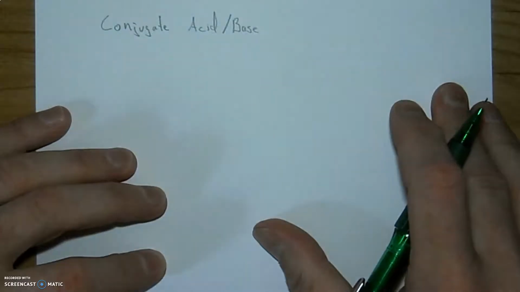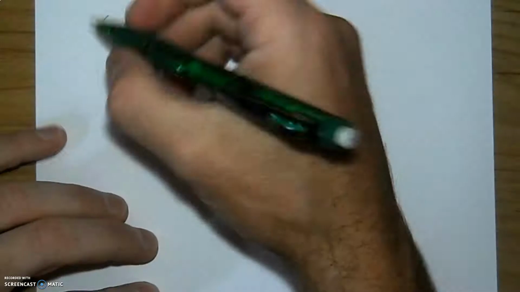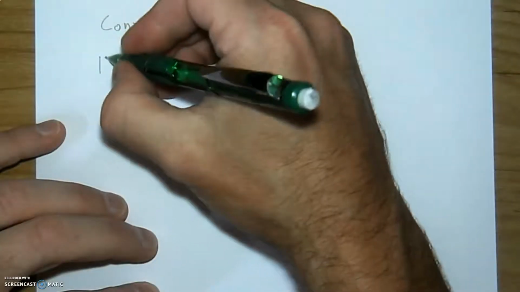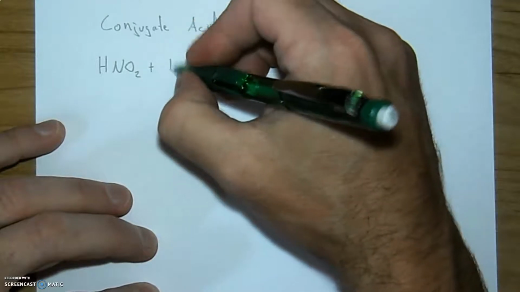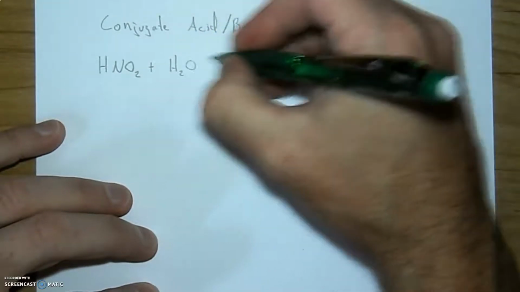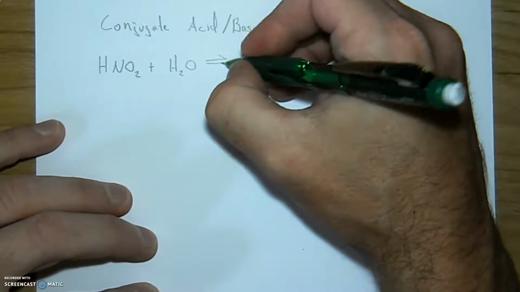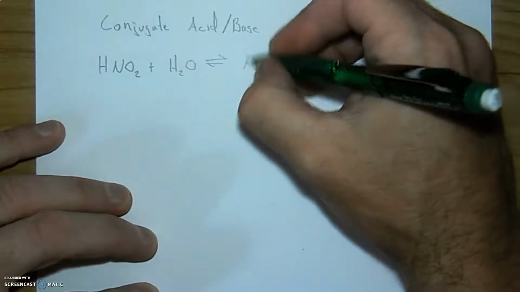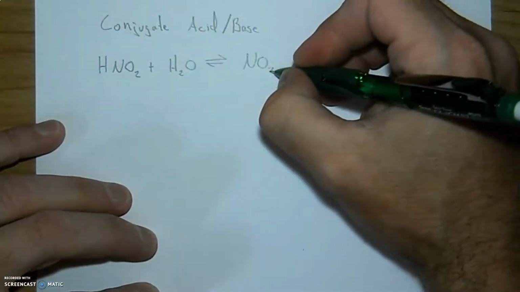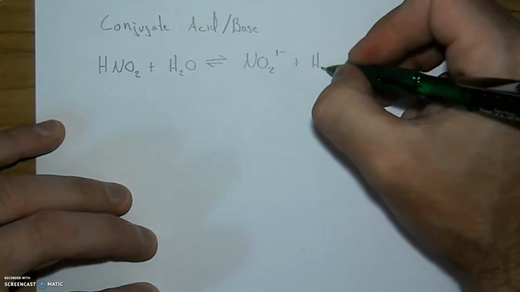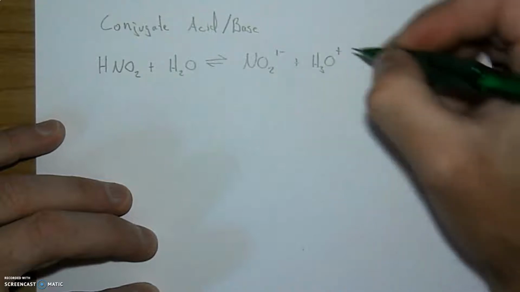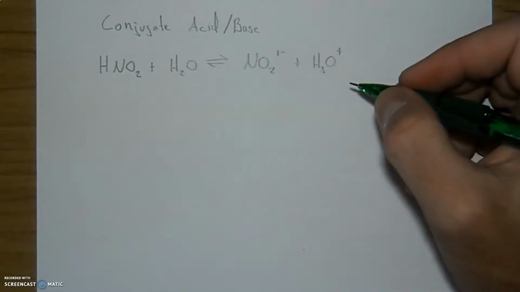It's probably not something you talked at all about last year, but let's go ahead and take a stab at it. The first example here we'll look at is having some nitrous acid, HNO2, plus some water. And we got the back and forth arrow thing, just like we had in the previous chapter. And then we produce some nitrite ion and some hydronium ion. This is the reaction. Again, it's going back and forth.